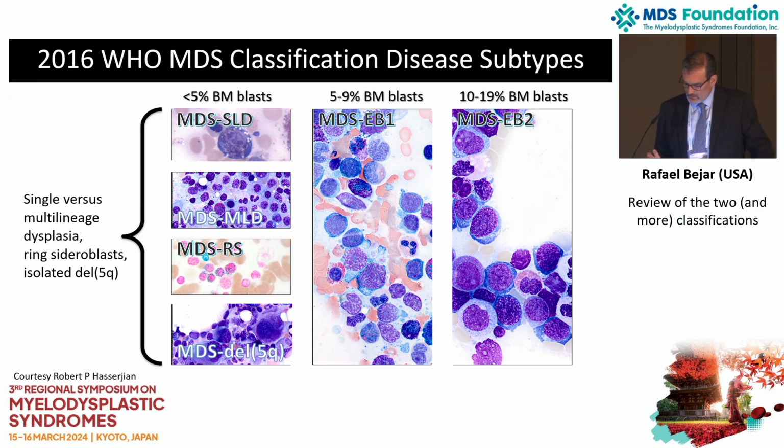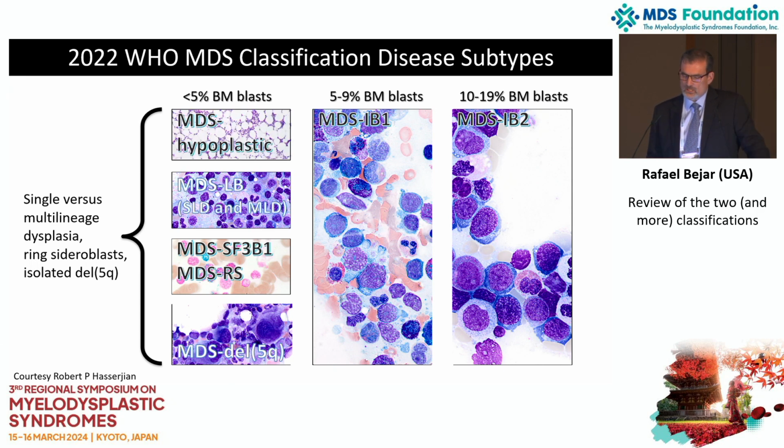So what have we done with the new classification scheme? So I'll go back to that picture of what the 2016 guidelines look like, and then show how the WHO has updated in 2022. We still have the three major columns designed by blast count, where 10 to 19% blasts. It now, instead of being MDS with excess blast 2, is with increased blast 2.